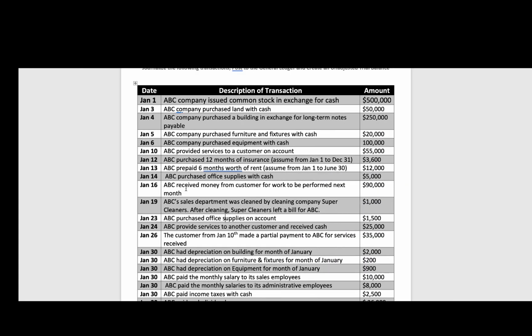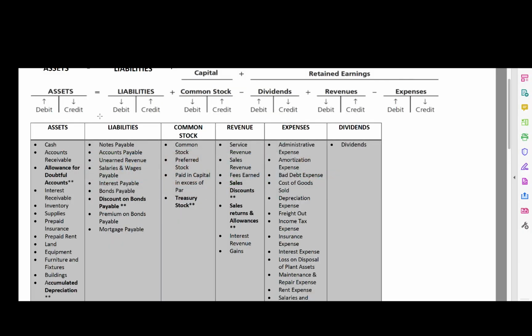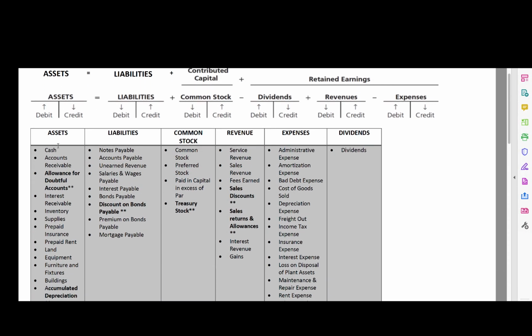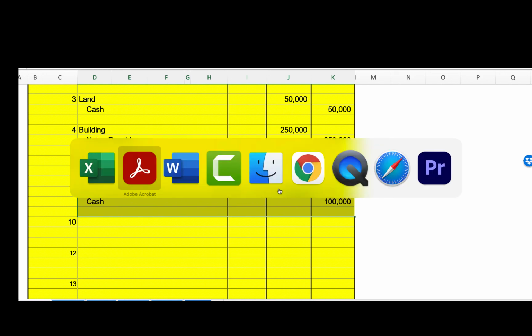For the 6th, it says ABC purchased equipment with cash, basically the same thing. I'm receiving equipment and I'm giving cash, right? So cash is going down, equipment is going up. When I look at the general ledger, the journal entry handout, cash is going down. What do I do? I credit. Equipment is going up. What do I do? I debit. All right. So I'm going to debit equipment, credit cash for $100,000.